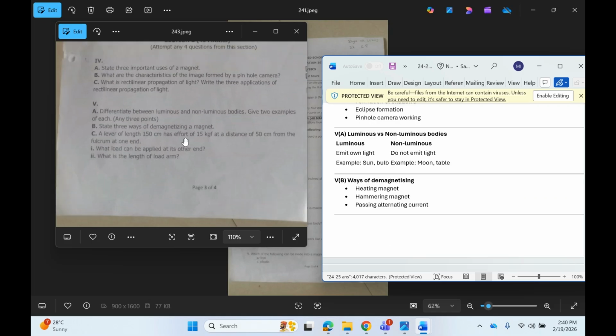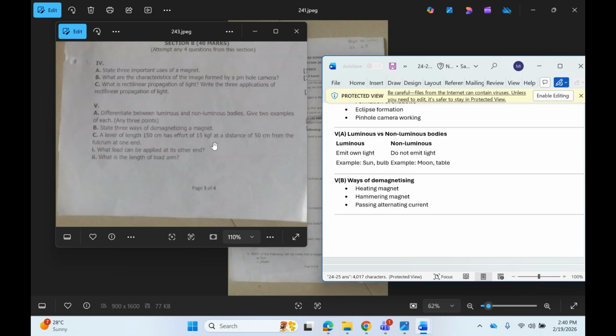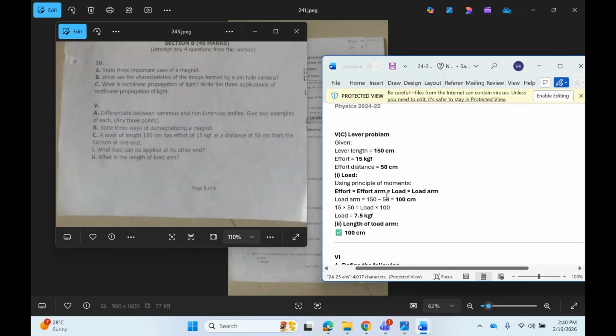See here, a lever of 150 centimeters has an effort of 15 kgf at a distance of 50 centimeters from the fulcrum at one end. What load can be applied at the other end? Here you have to apply the principle of lever: effort into effort arm is load into load arm. The lever length is 150 centimeters and the effort is 15 kgf. The effort distance is 50, so the load arm will be 100 centimeters. It is 150 minus 50, 100 centimeters.